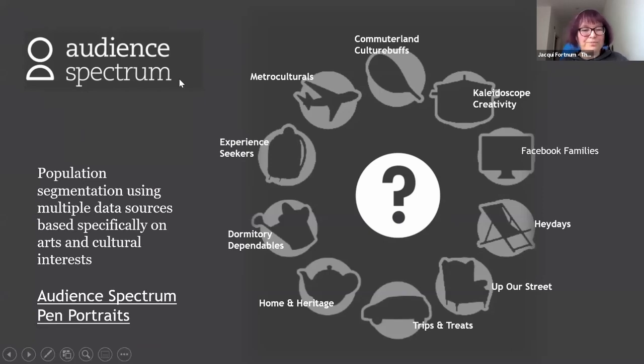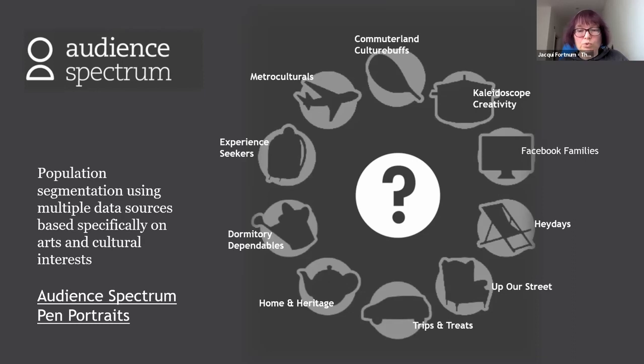Okay, cool. One of the things I talked about in the data that's in the area profile report is audience spectrum profiling. Now, I don't know how familiar anyone is with audience spectrum. Has anyone used it before or come across it? No, it's absolutely fine if you haven't.